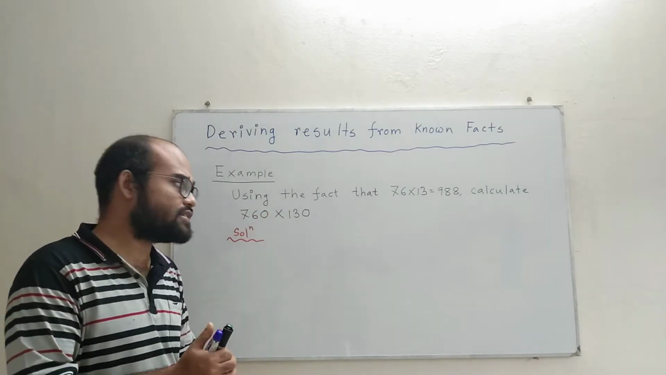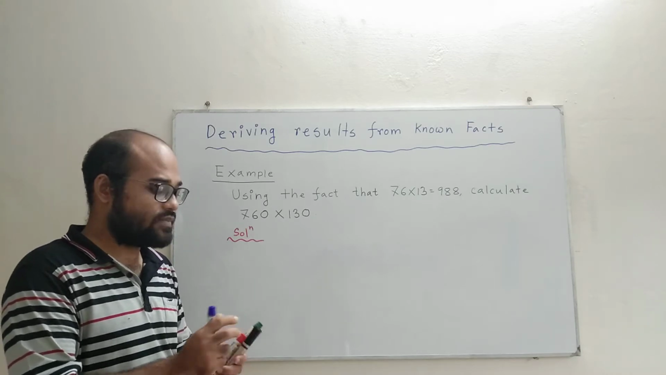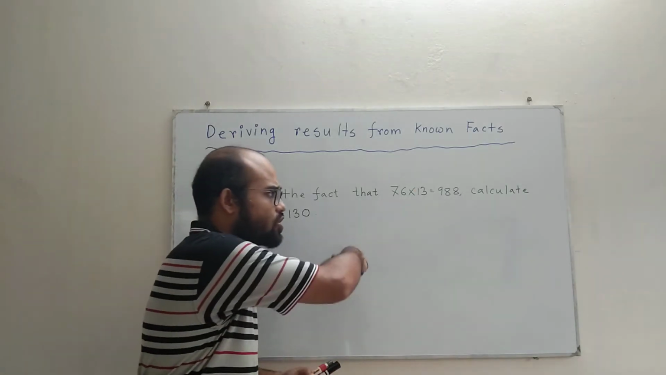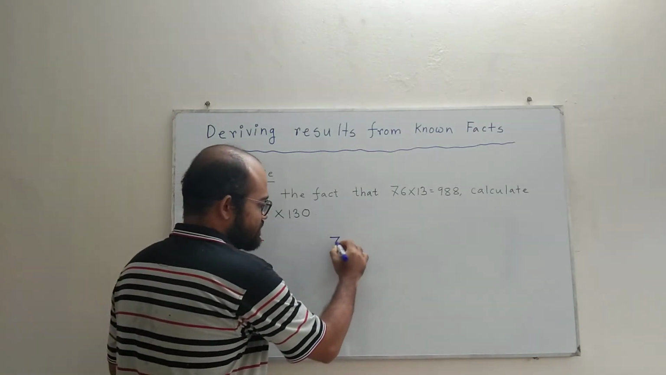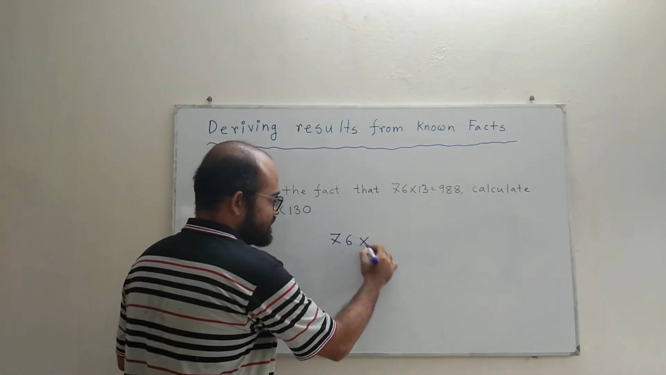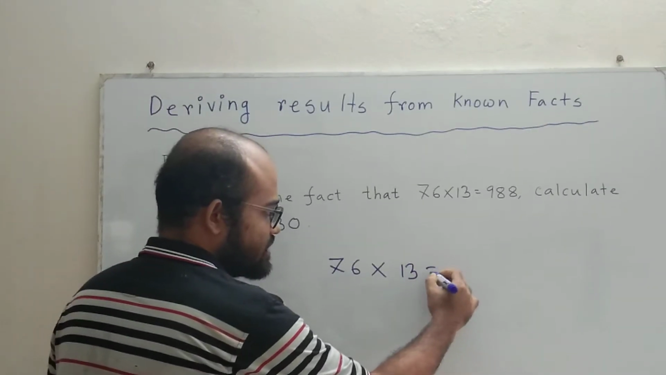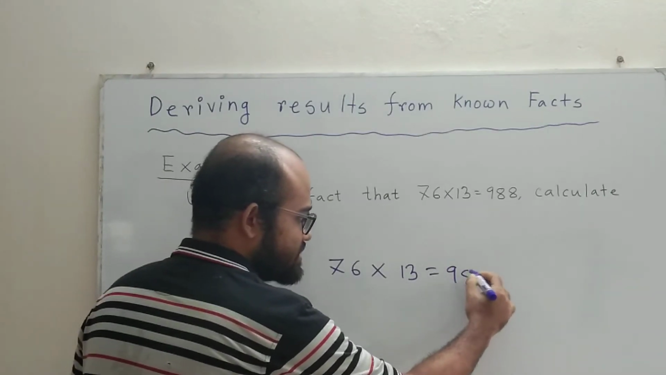So, what to do first? As our first step, let us simply jot down or copy down the result that is given. So, what is the result given? 76 times 13 equals 988.